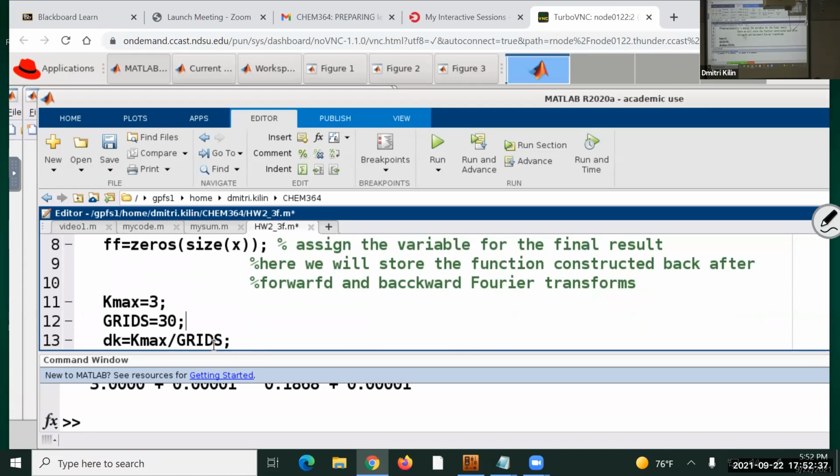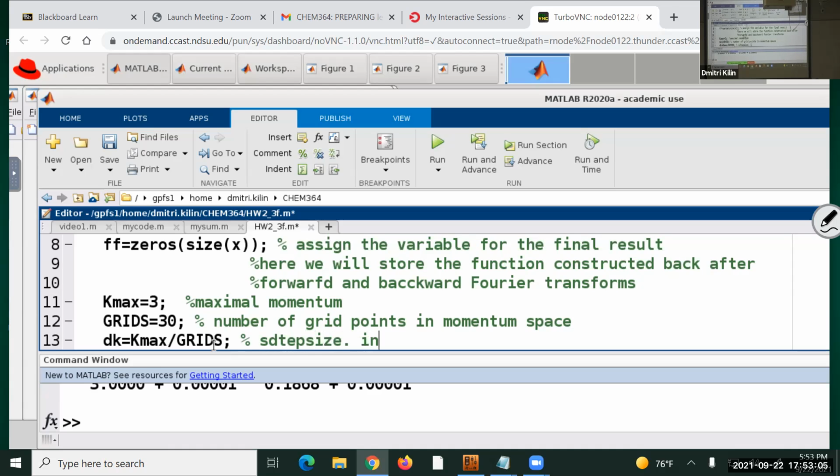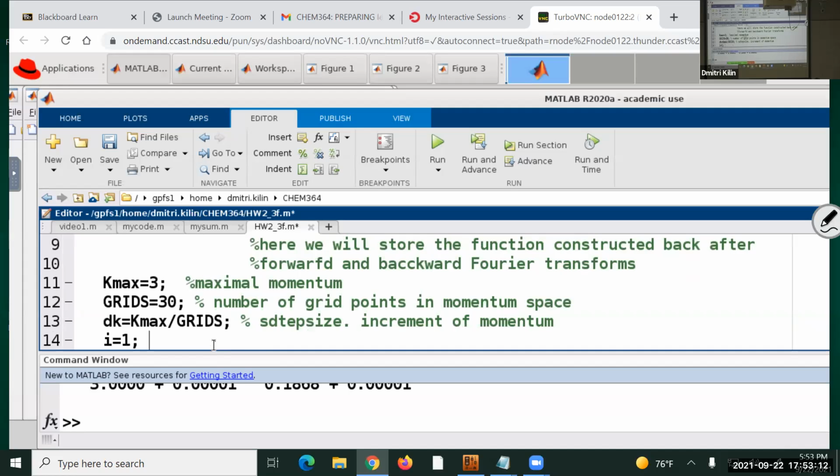Maximal momentum. Grids: number of grid points in momentum space. Step size: increment of momentum. Set initial value of the counting variable.